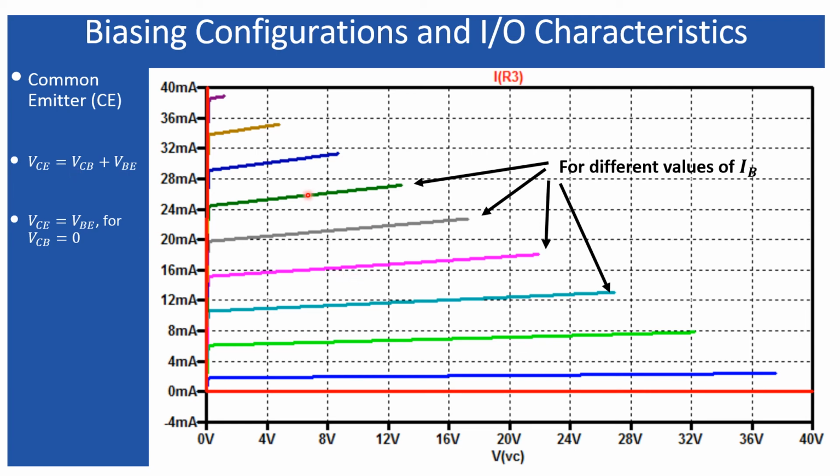And one thing you can see from here, the current IB is of the order of microampere, IC is of the order of milliampere. So that is why you have the current gain, and I have also explained that we also have the voltage gain for common emitter.